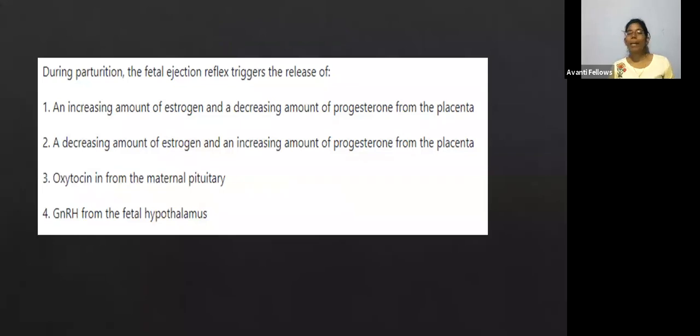During the parturition, the fetal ejection reflex triggers the release of a decreasing amount of estrogen and an increasing amount of progesterone from the placenta, oxytocin from the maternal pituitary, and gonadotropin releasing hormone from the fetal hypothalamus.